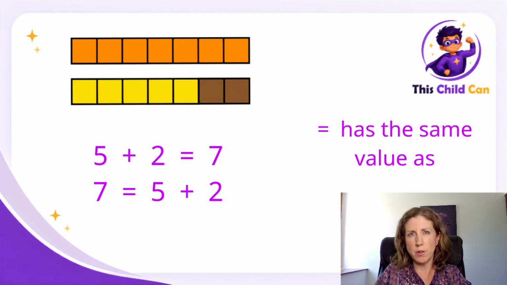One thing that children often struggle with is that they think that the equal sign means the answer is coming next. That's not the case. That's not what equals means at all. It means has the same value as. And using the Cuisenaire rods like we have here, you can demonstrate this absolutely perfectly.